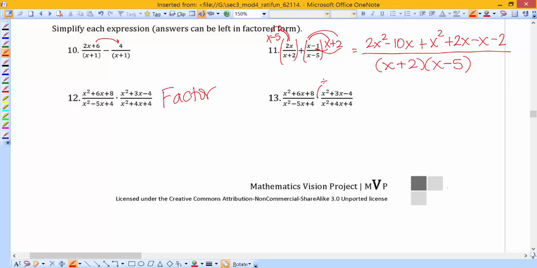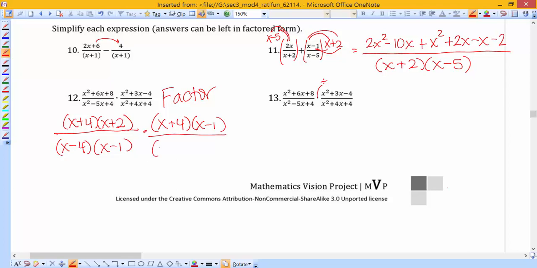What multiplies to 8 that adds to 6x? 4 and 2. So x plus 4, x plus 2. Over, multiplies to 4 and adds to negative 5: negative 4 and negative 1. Multiplies to negative 4 and adds to 3: x plus 4 and x minus 1. And then we have 2 and 2.